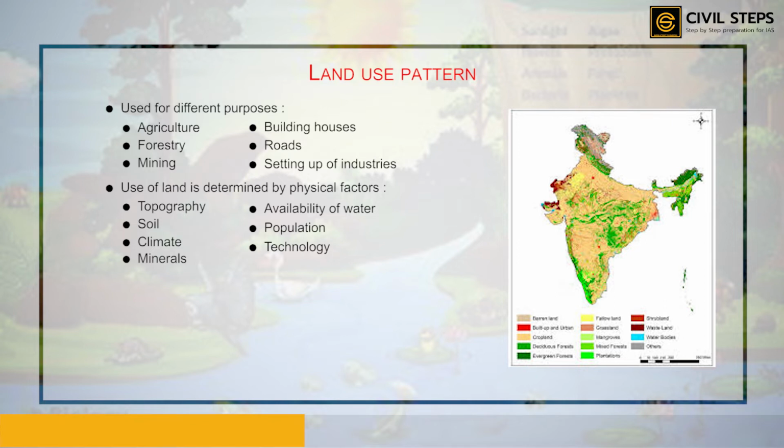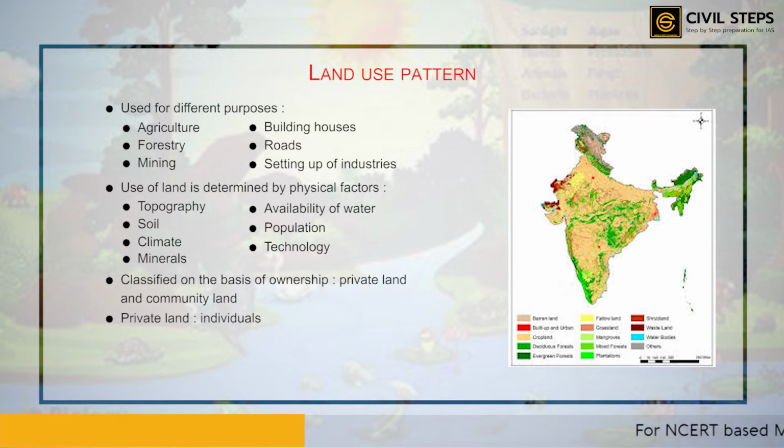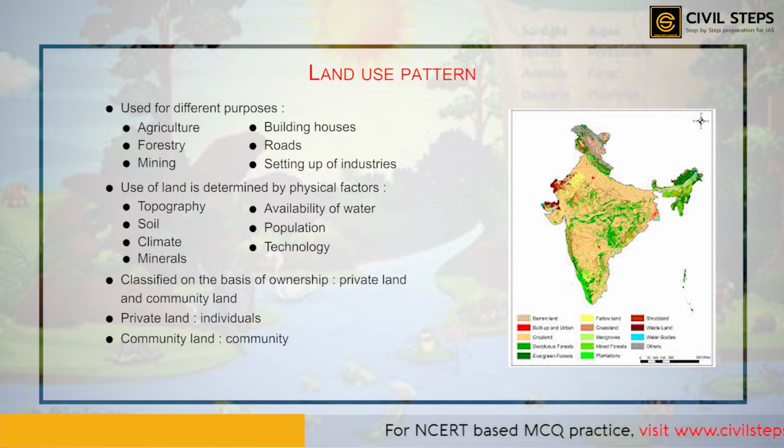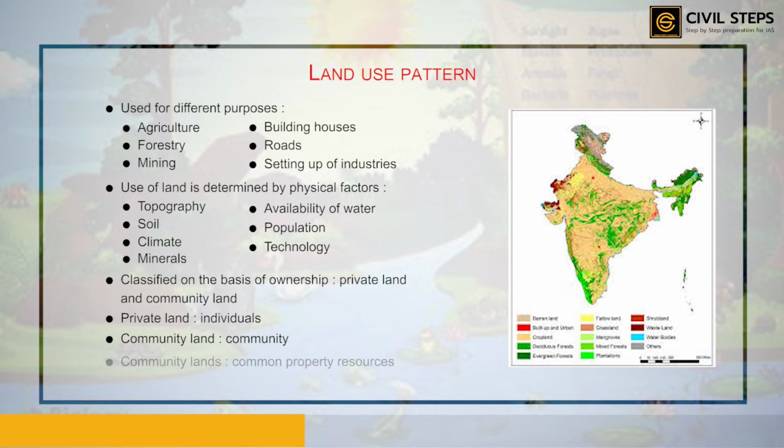The land can also be classified on the basis of ownership, that is, private land and the community land. Now, what are these two types of land? The private land is owned by the individuals, whereas the community land, as the name suggests, is owned by the community for common uses like the collection of fodder, fruits, nuts, or the medicinal herbs. These community lands are also called common property resources. So this was all about the land use pattern.